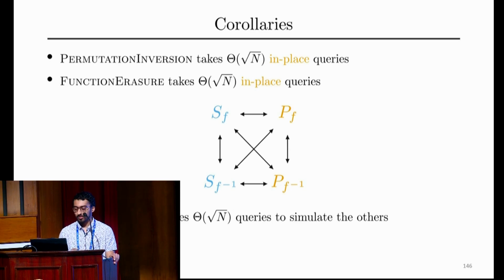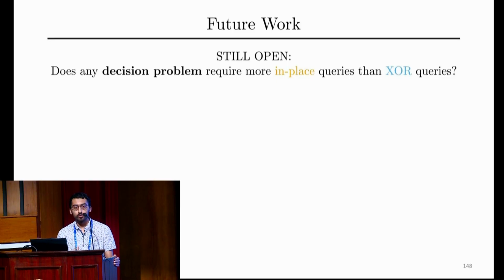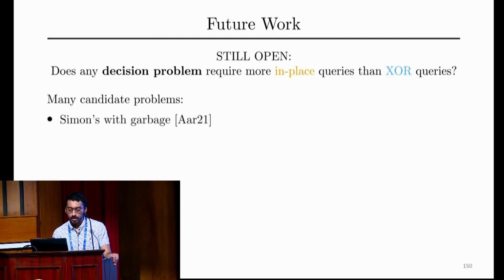So there's sort of this incomparability between all of the different query types. Now, for future work, note that our lower bound for function erasure was only for a state conversion problem. And so a stronger result we'd still desire is a decision problem that requires more in-place queries than XOR queries. And we have many candidates for this.